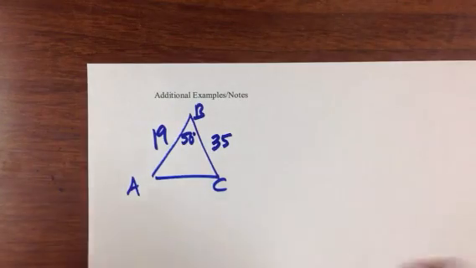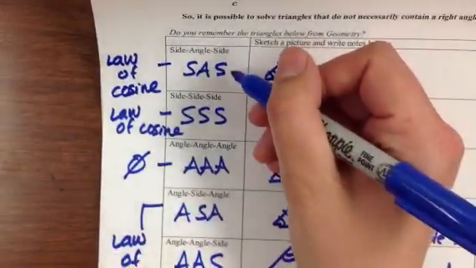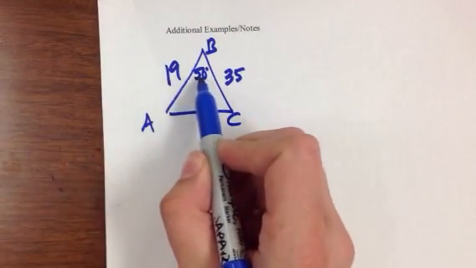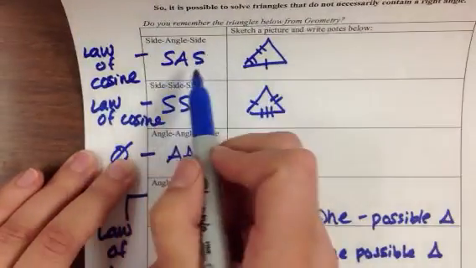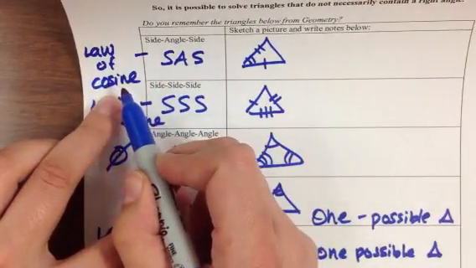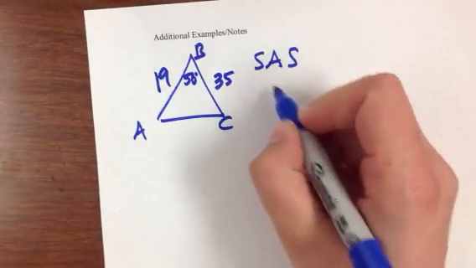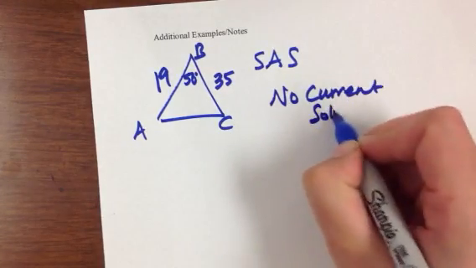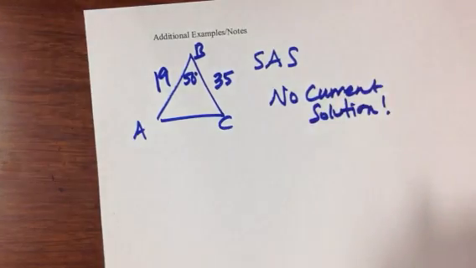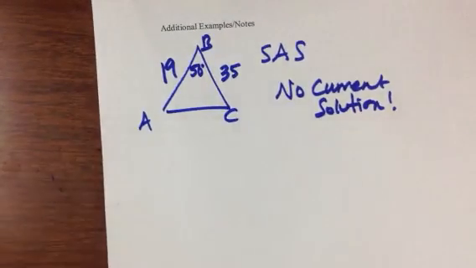And first I go to my sheet and I say, which one is this? Side, angle, side, angle, angle. It is side, angle, side. So then I go back to my sheet. Side, angle, side. That is the law of cosines. So today, guess what? You get the day off. You don't have to do this problem. No current solution. So we don't even have to do it. Awesome. Okay, we can't solve that triangle until we learn law of cosines. So we're done with that example.